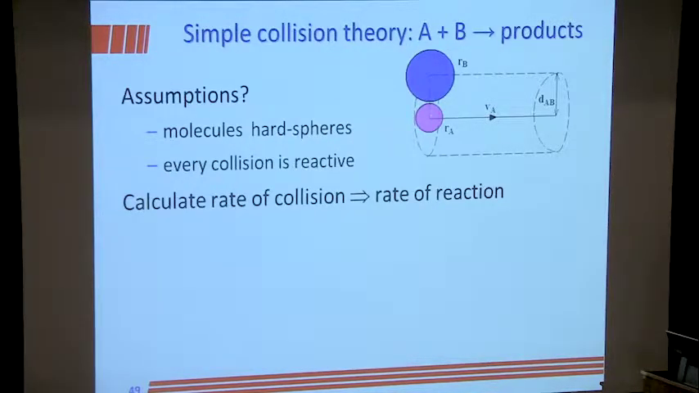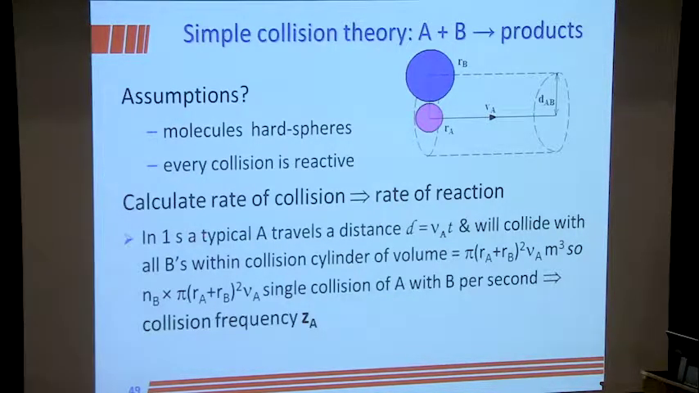So here we have species A colliding with species B. If we assume that the molecules are hard spheres, and we assume that every collision is reactive, then if we calculate the rate of collision, we calculate the rate of reaction. And that's simple collision theory in a nutshell.